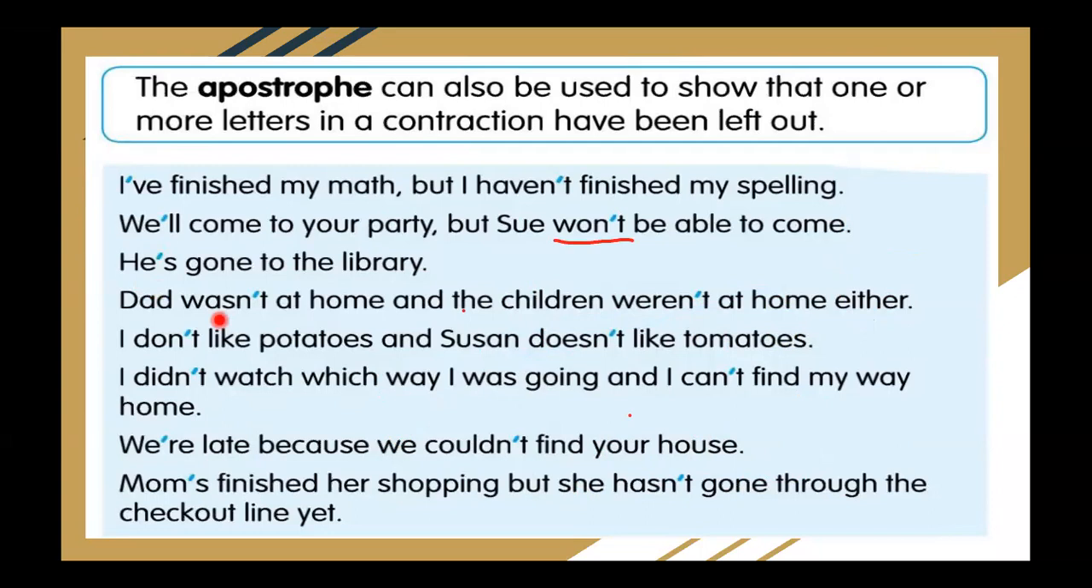Great. Dad wasn't at home and the children weren't at home either. Now I want somebody else, new people, to say the answer. What is wasn't? What is the actual word? Was not. Very good. Dad was not at home becomes dad wasn't, was an apostrophe t. Children weren't at home either. What is the actual word? Were not. Very good.